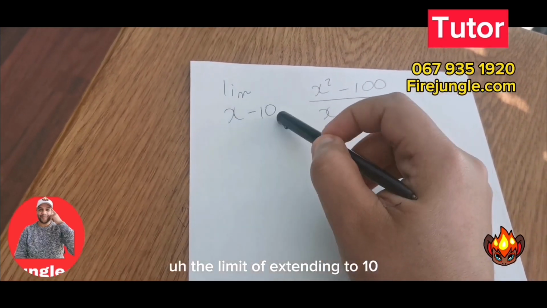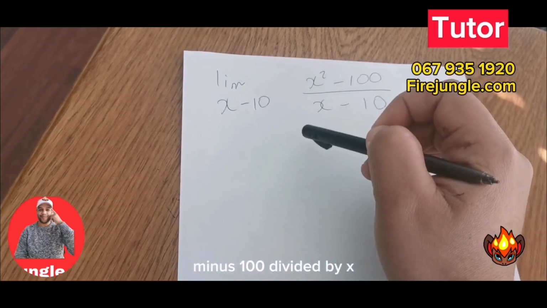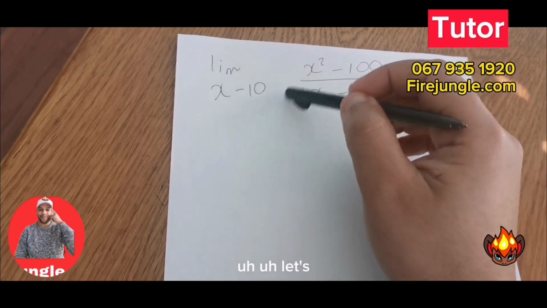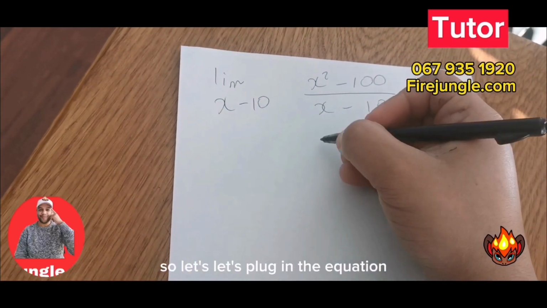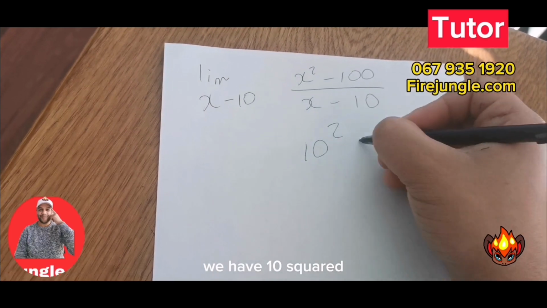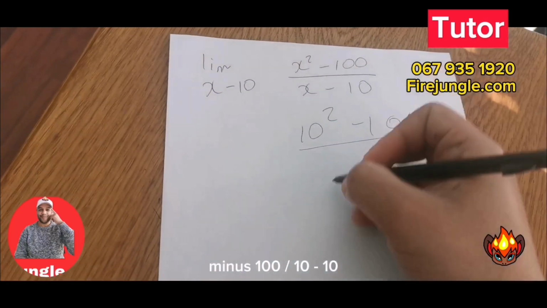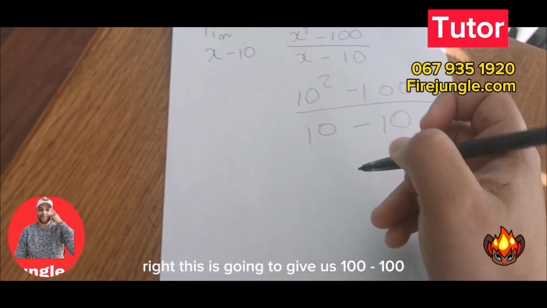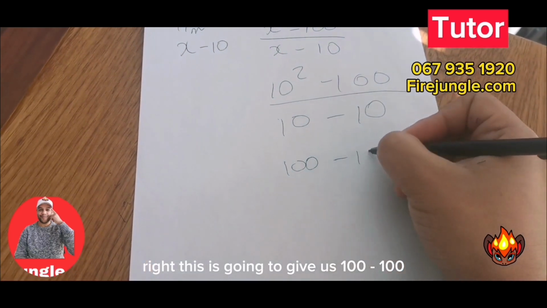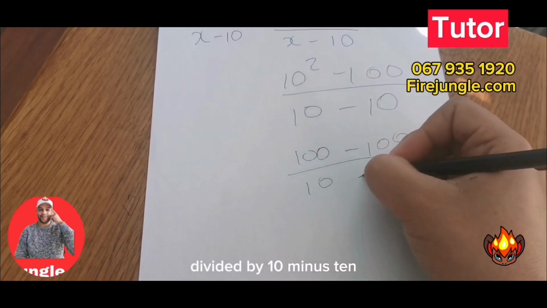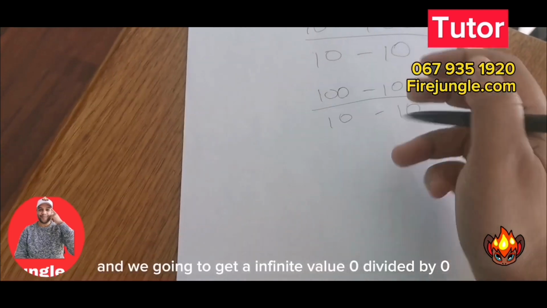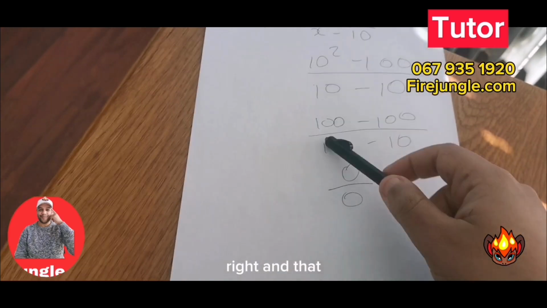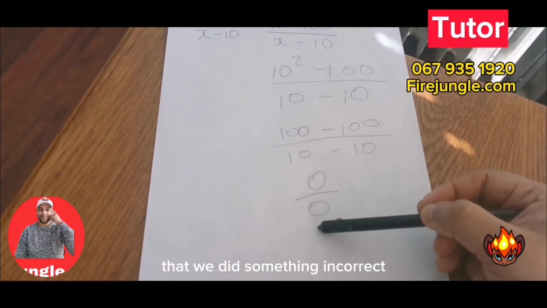The limit of x tending to 10 for (x squared minus 100) divided by (x minus 10). Let's check what the limit approaches. So let's plug in the equation. We have (10 squared minus 100) divided by (10 minus 10), right? This is going to give us (100 minus 100) divided by (10 minus 10), and we're going to get 0 divided by 0, right? And that usually indicates to us that we did something incorrect, right?